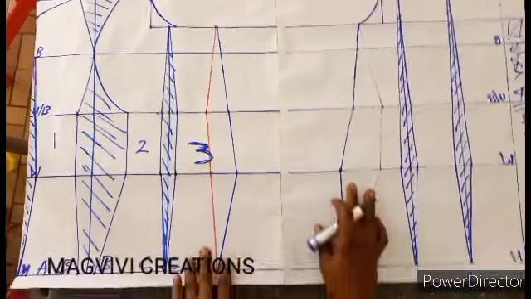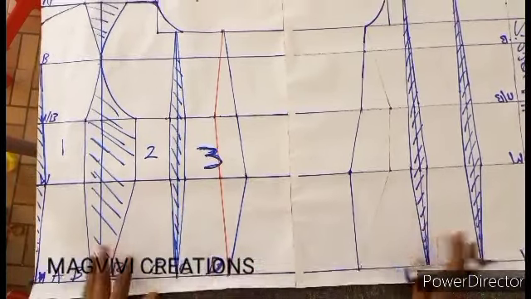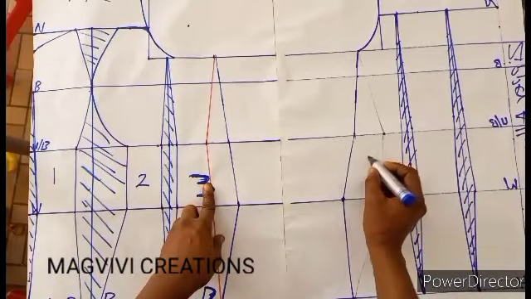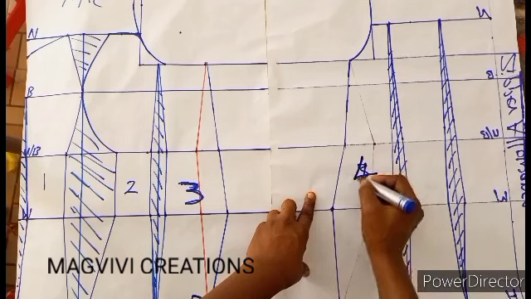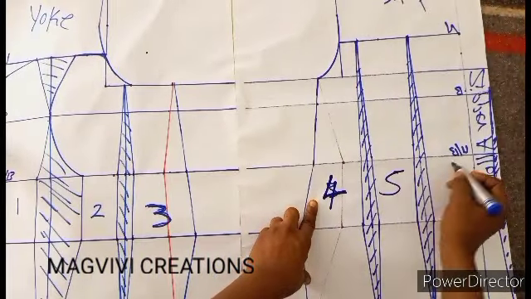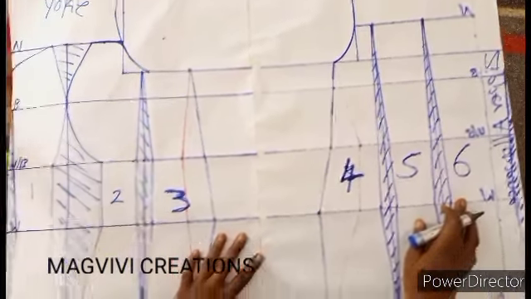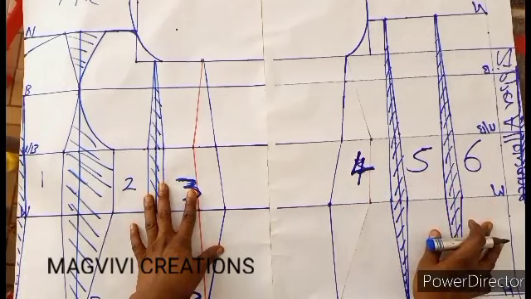So our labeling continues, but we are not done yet. We're going to shape the lower part. Okay, so this is 3. Now we label this as 4. Sorry, label this as 4. Okay, this as 5, and this as 6. Okay, so we have 1 2 3 4 5 6.